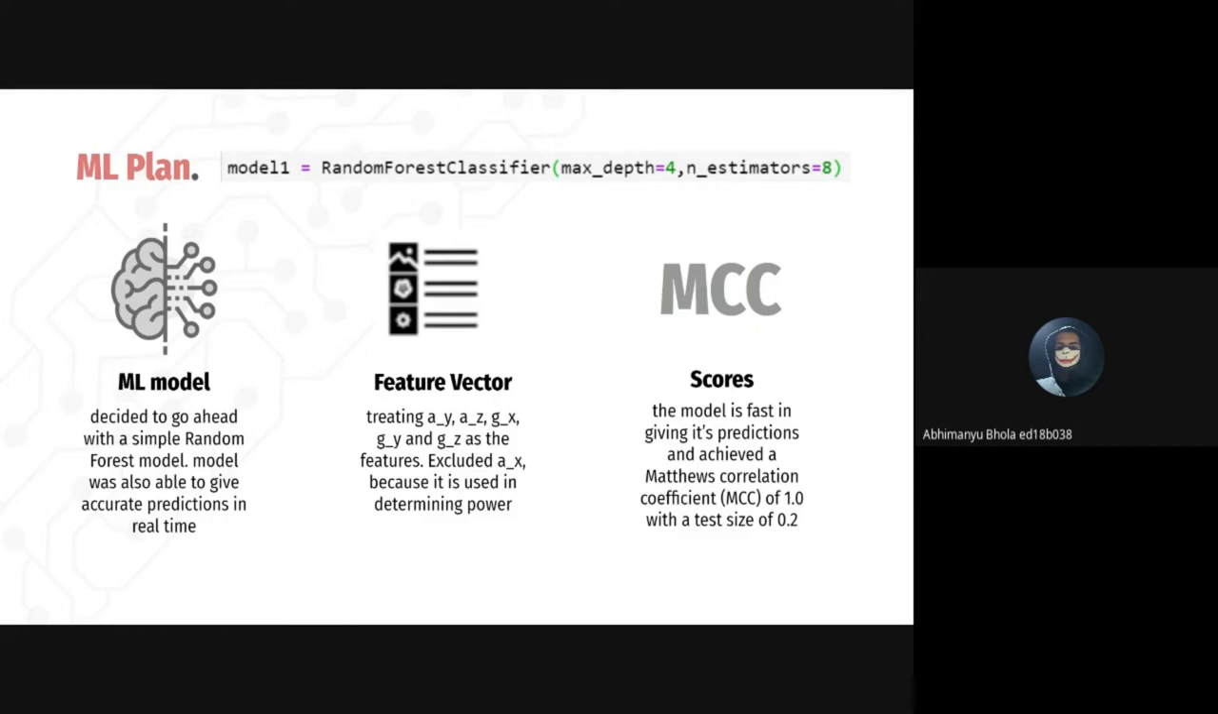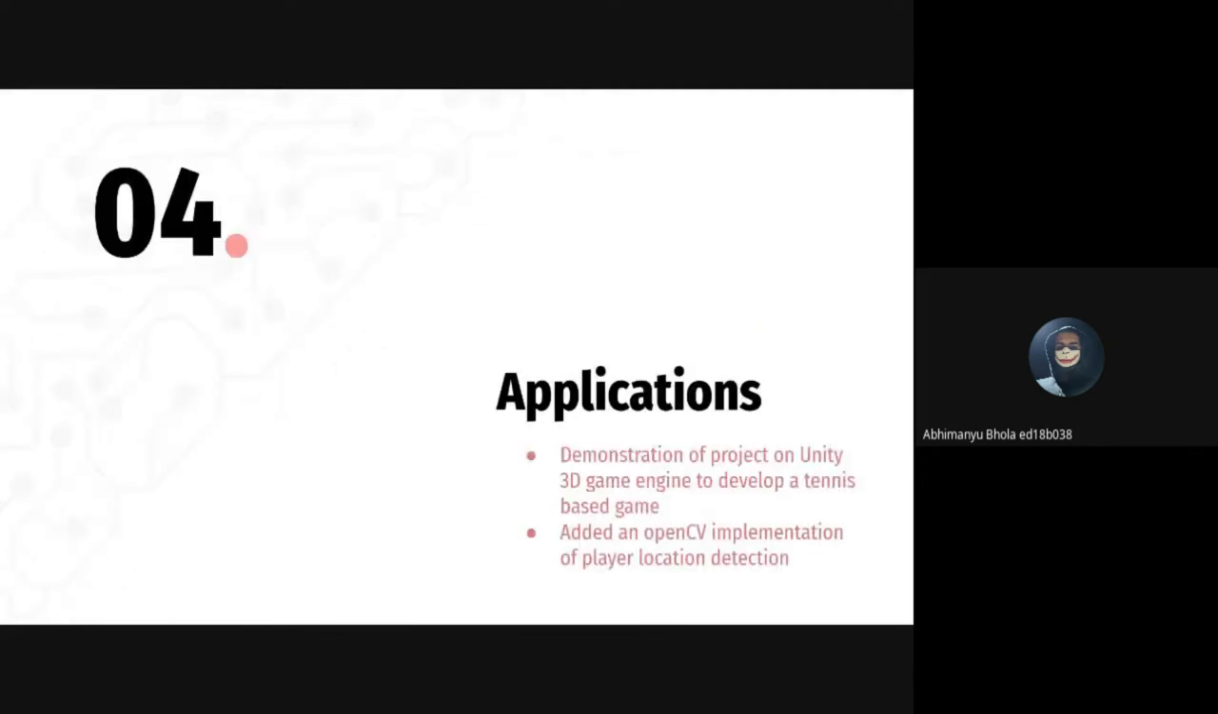For the feature vector part of our model, we decided to use only 5 values, which were AY, AZ, GX, GY, and GZ. This is because AX was getting maxed out in most of our readings, and we also noticed that AX was denoting the amount of power that the user applied while playing the shot. So now over to Chinmay to describe Unity.